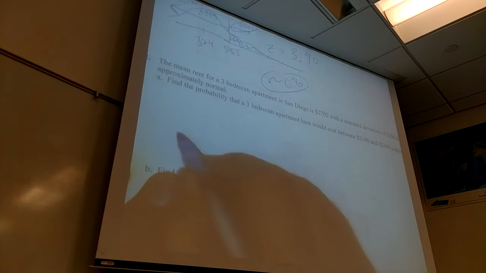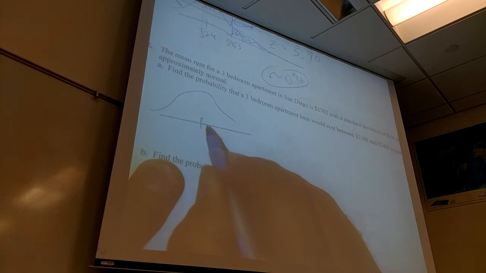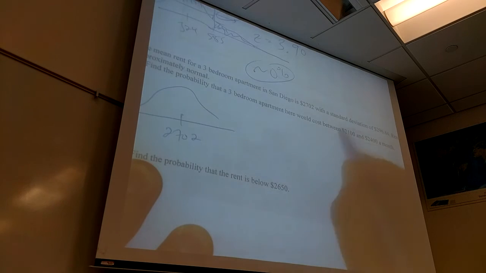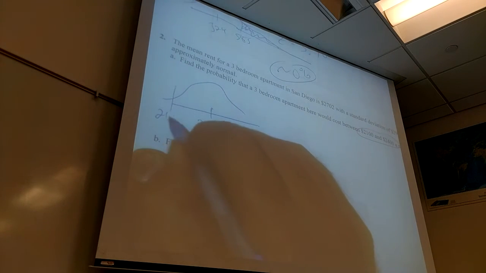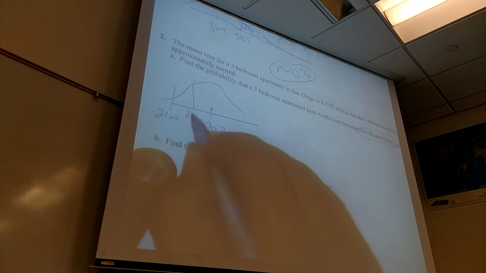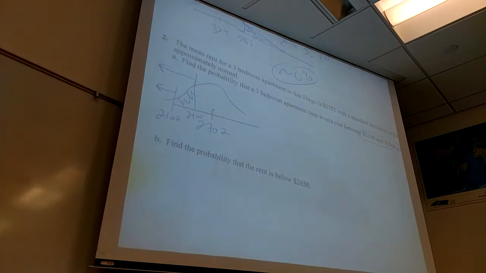For this one, it's the same exact idea as before, but now what goes in the middle? 2702. And I'm interested in the 2100 and 2400, right? So 2100, 2400. The area between. So again, that sounds very familiar. I find z-scores, I find areas, I subtract them to get between. What do I get?